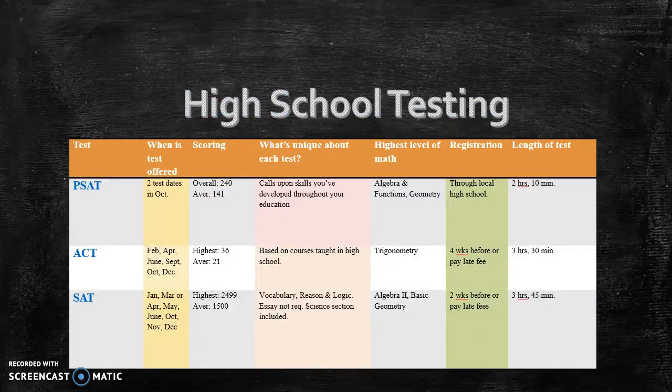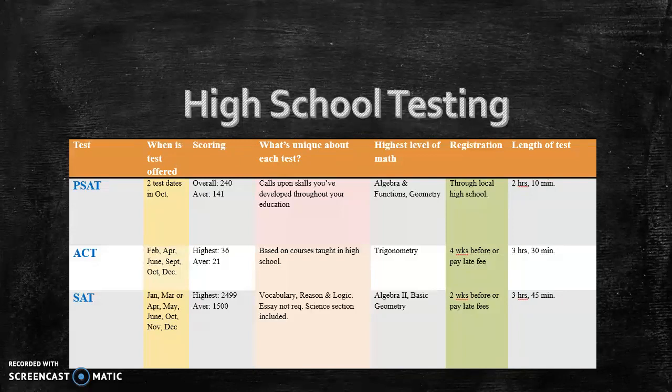Let's talk about high school testing, common high school tests. We're going to go over the PSAT, the ACT, and the SAT. Across the top, you see that I have when is the test offered, scoring, what's unique about each test, the highest level of math required, how to register, and the length of the test. So I'm just going to go over these really briefly. You can always refer to this slide.